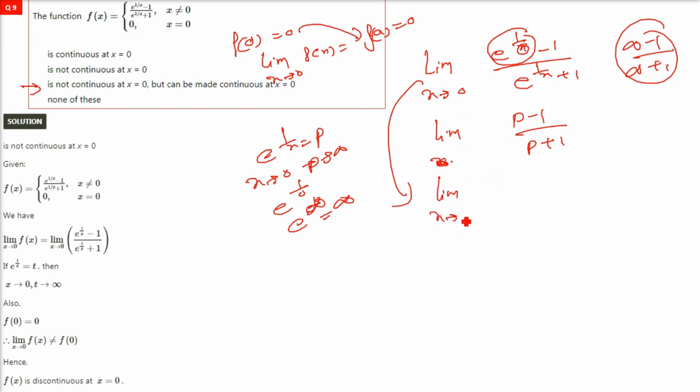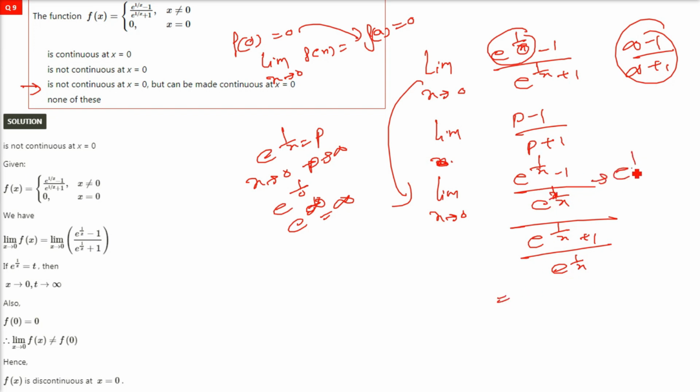So limit x tends to 0. Now divide both numerator and denominator by p, that is e raised 1 by x. We are dividing numerator and denominator by e raised 1 by x, which I just called as p. So e raised 1 by x by e raised 1 by x minus 1 by e raised 1 by x. Here also e raised 1 by x divided by e raised 1 by x plus 1 by e raised 1 by x. This is 1 minus 1 by e raised 1 by x. Now see here.